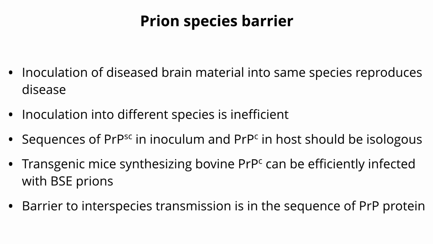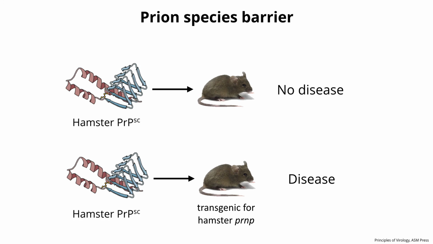If you inoculate prion material, typically you need to put it in the same species to cause disease. If you put a different species into the brain, it's inefficient. So in other words, the sequences of the inoculum, the PrPSc, and the recipient have to be the same. So we have a species barrier which limits the transmission, and that's in the sequence of the protein. For example, if you inoculate hamster PrPSc into mice, you don't get disease because there's a difference between the hamster and the mouse protein. However, if you make the mouse transgenic for hamster PRNP, then inoculating PrPSc from hamsters will result in disease.